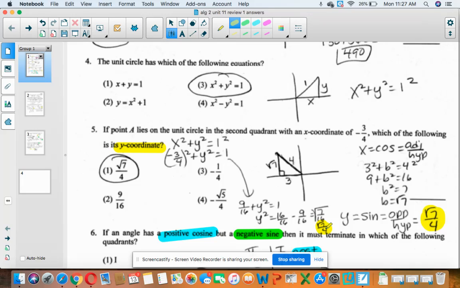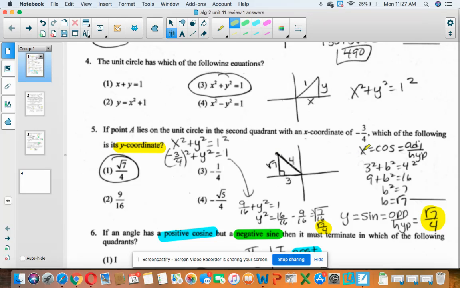So that's one way to do it, and maybe that's a little bit easier, but I've also drawn out a picture for you so you can see this visually. So basically, if I have an x coordinate of negative 3/4 in the second quadrant, so I have negative 3 and I have 4. Okay, so this point right here is negative 3, 4.